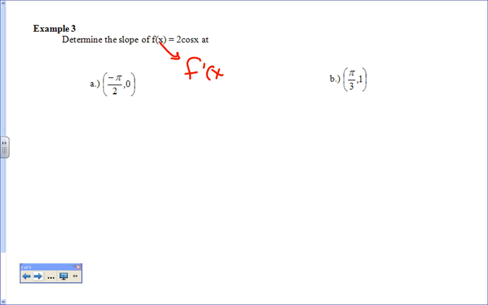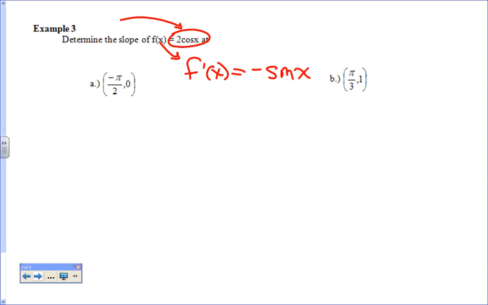So f prime of x equals, and we just did the derivative of that, right? It's negative, or the opposite of sine of x. Okay? So that's our derivative. And so if I wanted to know the slope at particular points, that does mean slope of a tangent line because it's at a point, and the graph of 2 cosine of x is a curve. And so it would be finding that tangent line.